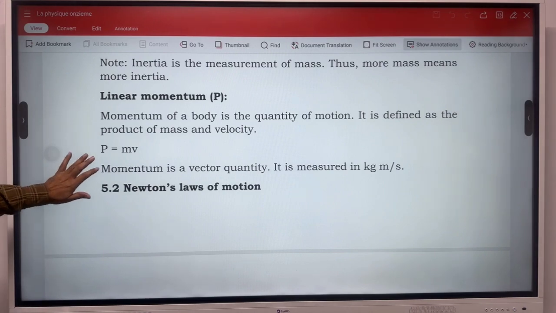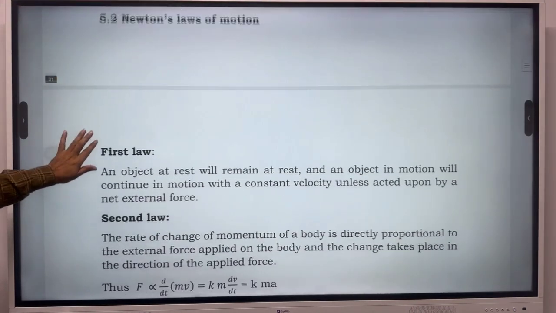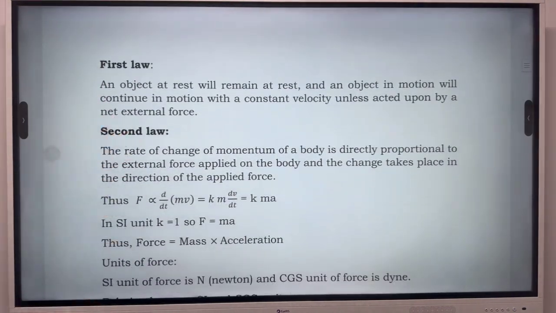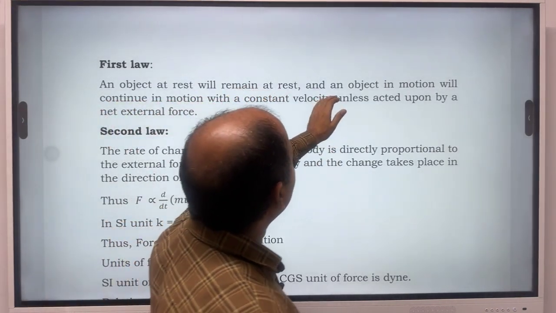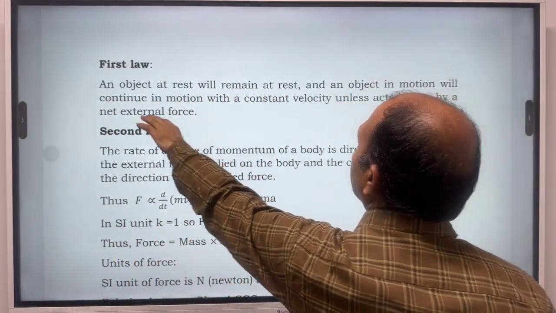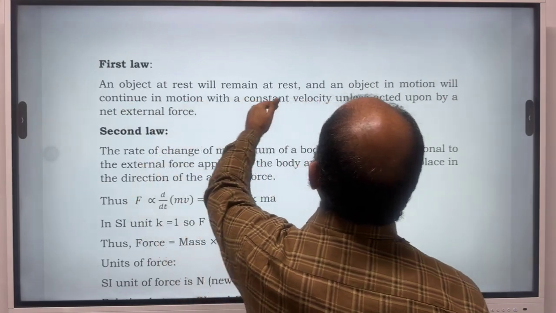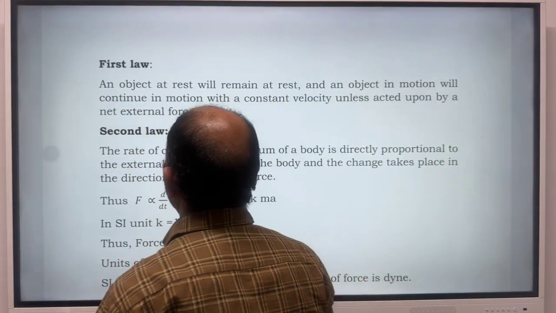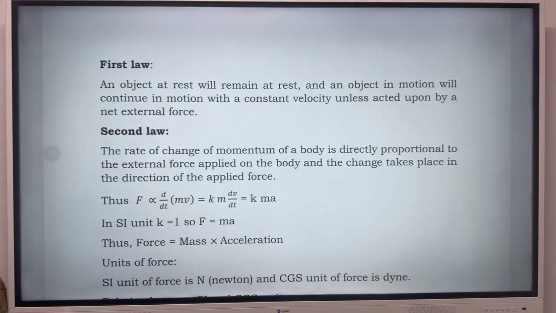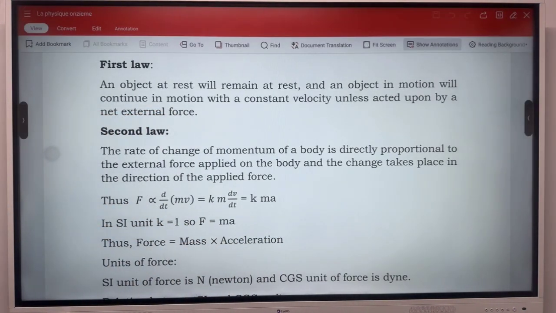Then Newton's laws of motion. The first law, the law of inertia, as you know: an object at rest will remain at rest and an object in motion will remain in motion with a constant velocity unless acted upon by a net external force. That is simple. Then the second law is the important one.